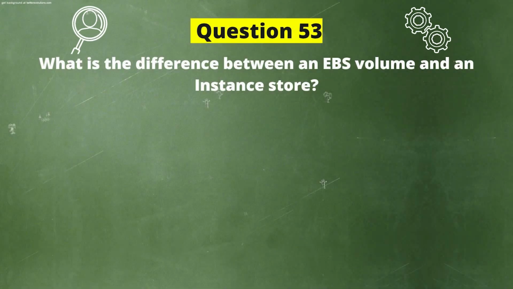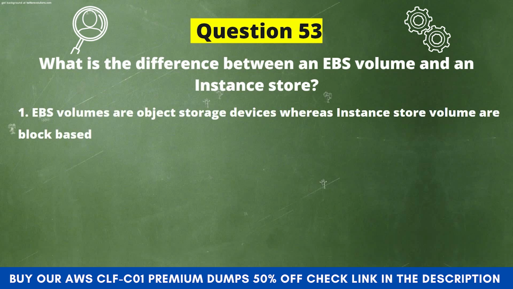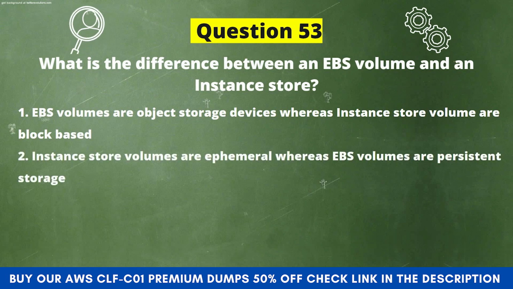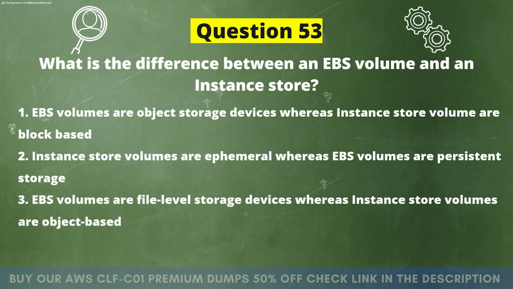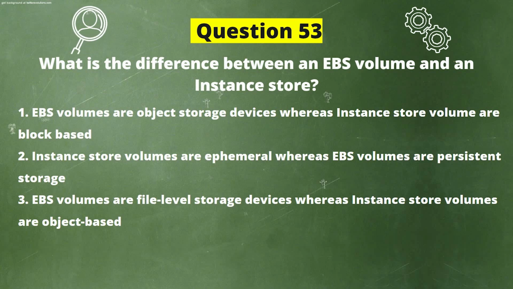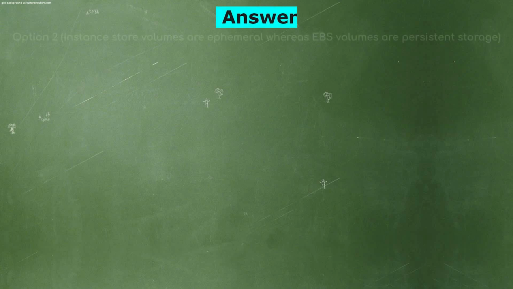Question 53. What is the difference between an EBS volume and an instance store? Now the options are: Option 1. EBS volumes are object storage devices, whereas instance store volume are block based. Option 2. Instance store volumes are ephemeral, whereas EBS volumes are persistent storage. Option 3. EBS volumes are file level storage devices, whereas instance store volumes are object based. Option 4. Instance store volumes can be used with all EC2 instance types, whereas EBS cannot. And the correct answer is option 2.